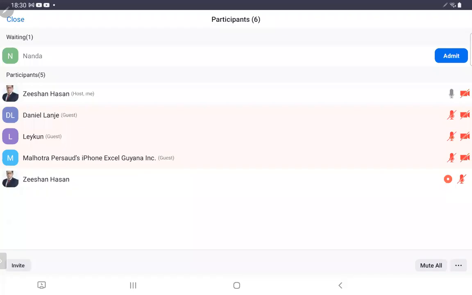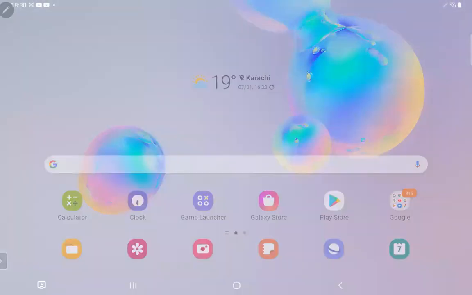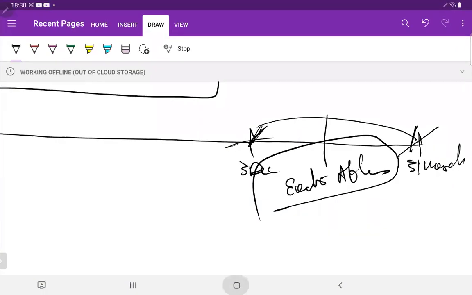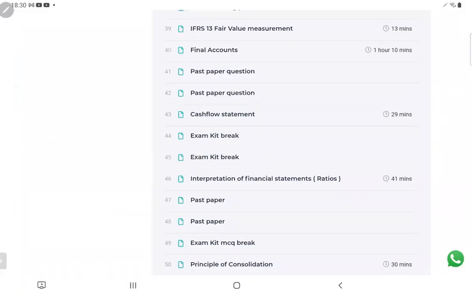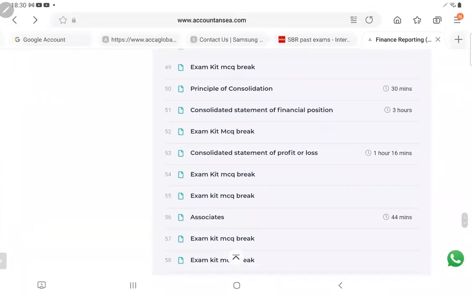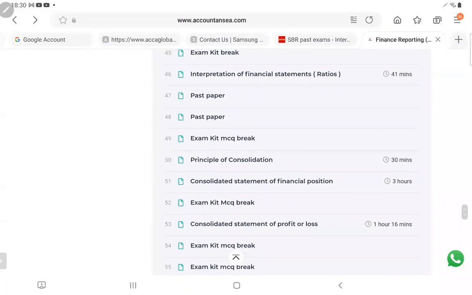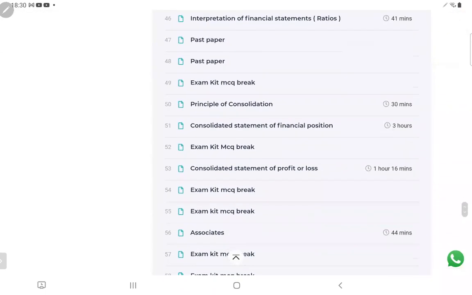how you can actually draft the answer on the ratios interpretation. Then the final areas of FR will be starting.